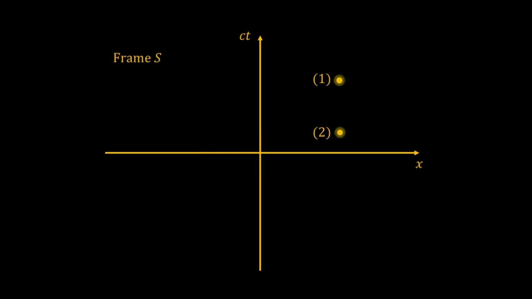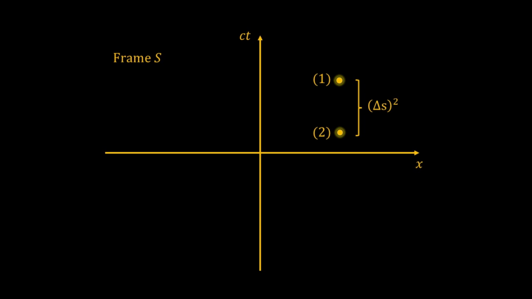So now suppose we have two events, event 1 and event 2. We will draw these on a space-time diagram from a particular frame of reference, let's call it S. They are separated in time, but we're going to say that they happen at the same point in space. And then we could calculate the space-time interval, the space-time distance between those two events, delta S squared.